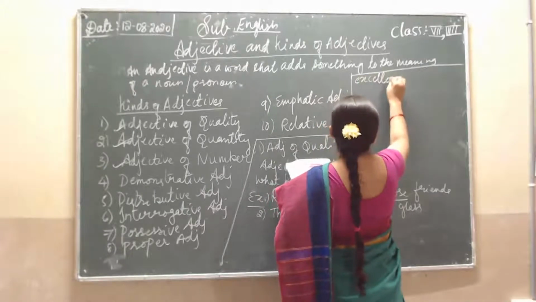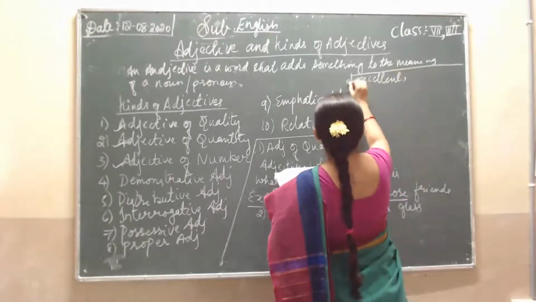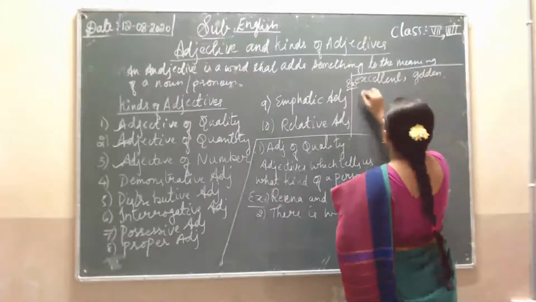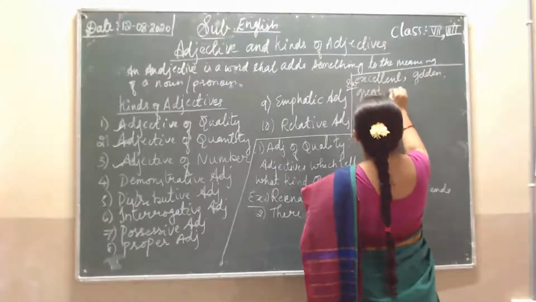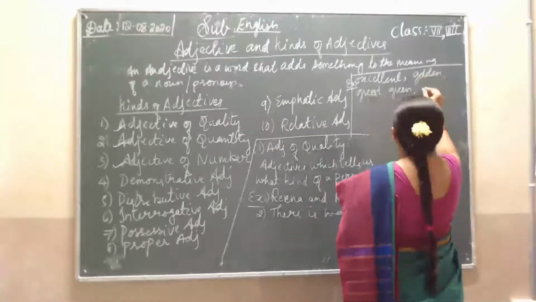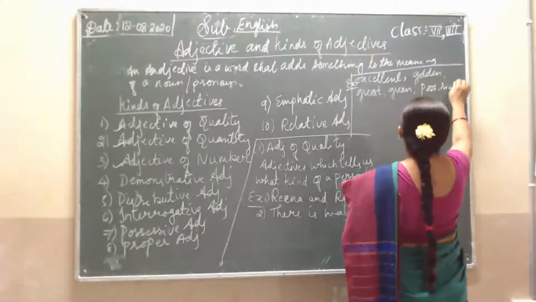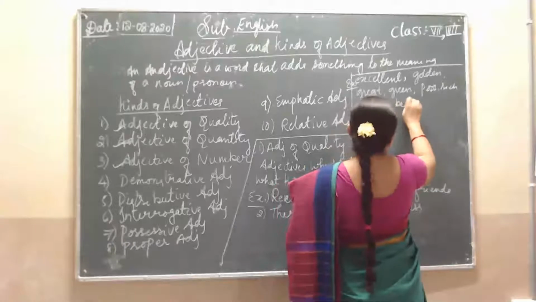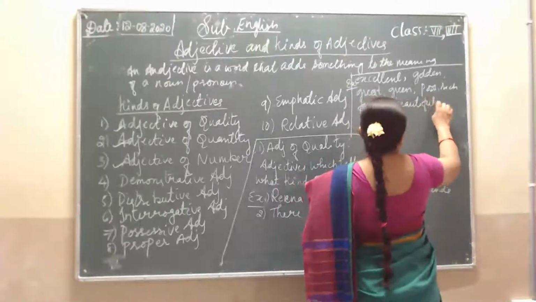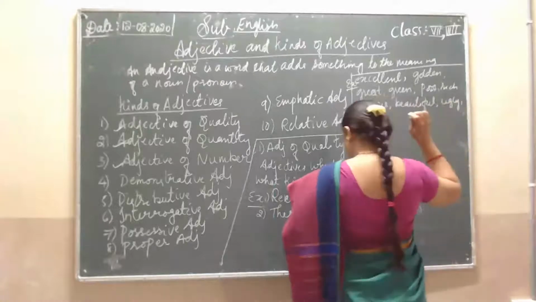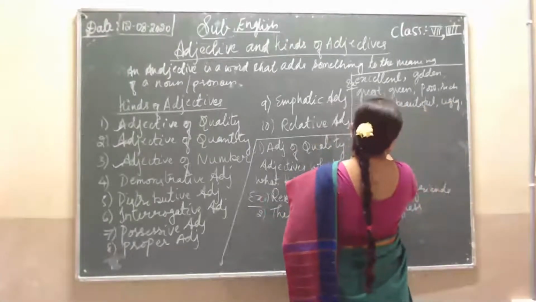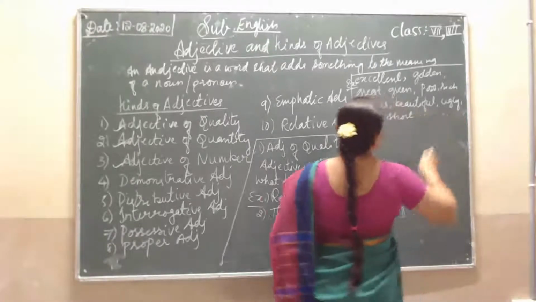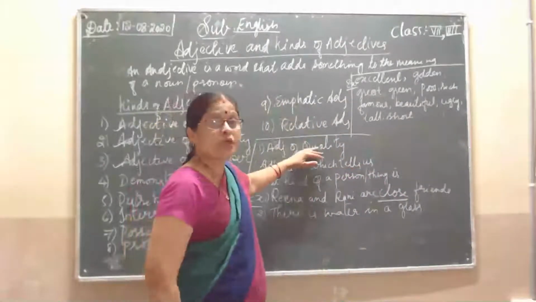Some very few examples I will be giving you. Golden, great, green, poor, rich, famous, beautiful, ugly, then tall, short, etc. So these things come under the adjective of the quality here.